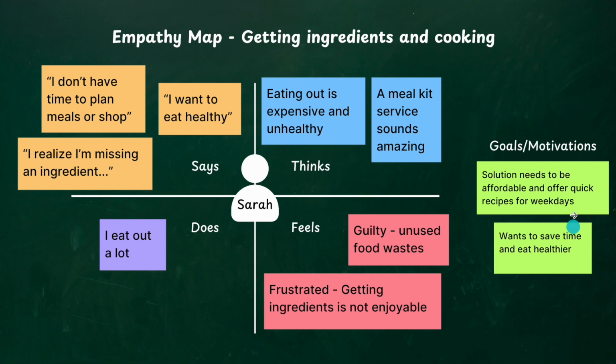You just bring them separately like this. Okay, Sarah's goal is that any solution we provide needs to be affordable and offer quick recipes for weekdays, because she's busy and she wants to save time and eat healthier. That's basically what it means. So you have your goals and motivations here, and then you have your empathy map, says, thinks, does, and feels with your cards. Now that you have your empathy map, you can go ahead to create your user persona.